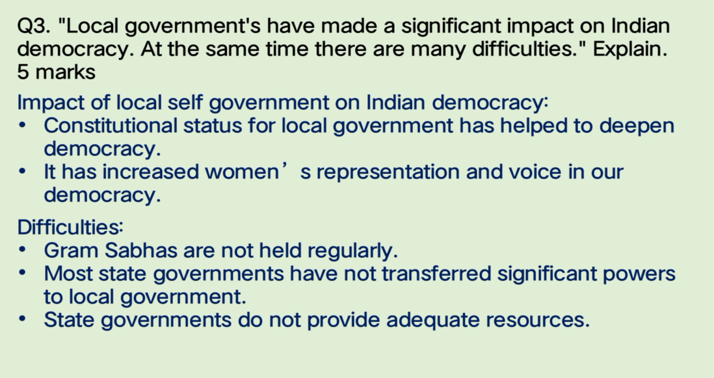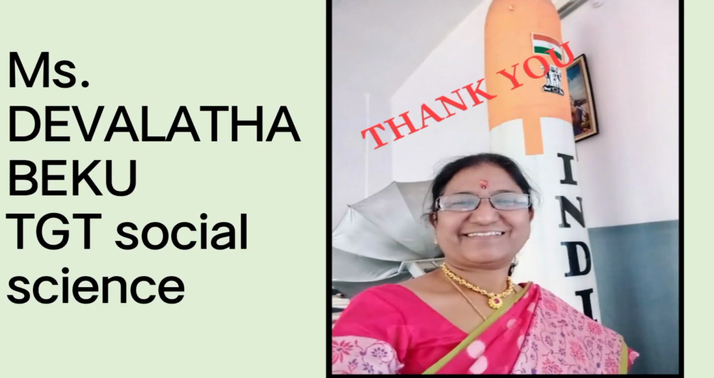Grama Sabhas are to be held regularly, not just two meetings in a year. If frequent meetings are held, then the difficulties will be resolved. Power which is entrusted should be implemented properly. Frequent monitoring has to be done. The state governments do not provide adequate resources, but the state governments should monitor from time to time, and the distribution of resources should be done equitably.